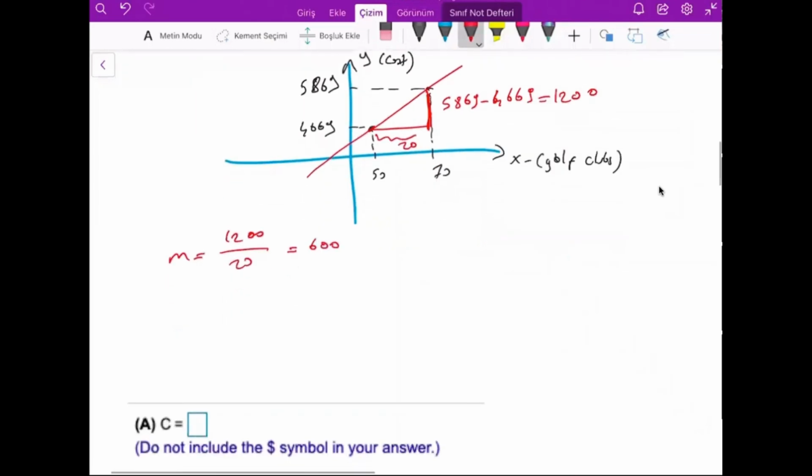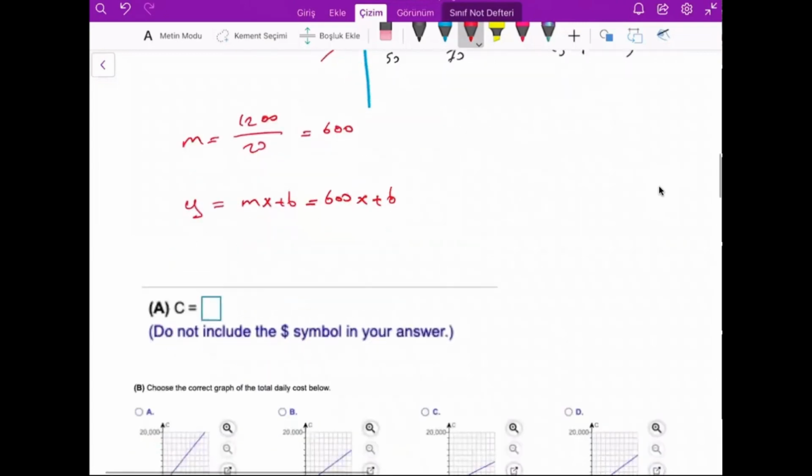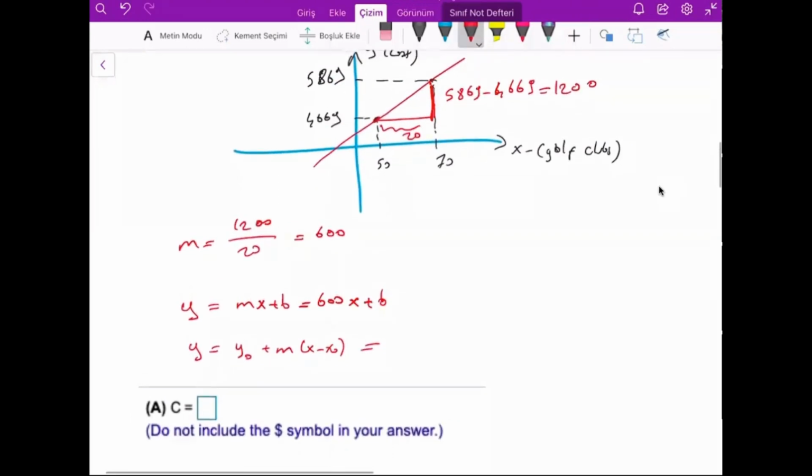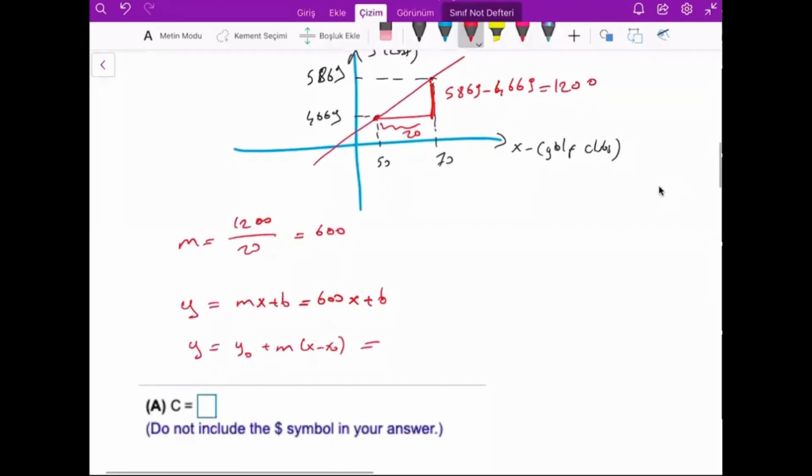Okay, so the equation y equals mx plus b. We know the m, that's correct, but we don't know the y-intercept. So I don't prefer this one. Instead of this equation, I prefer the slope-point equation: y equals y0 plus m times (x minus x0). By choosing some point, for example, you can choose this point or another point, it does not matter, but you have 2 points, so you should choose one of them.